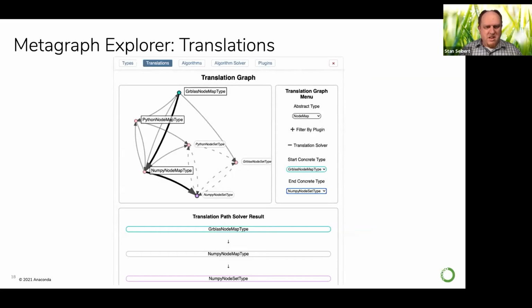Similarly, there's a tab in there that lets you see, if I pick 2 types and I want to translate between them, what are all the translators available, and what route would the system actually pick to get from, say, a GraphBLAS node map down to a NumPy node set or something like that. And so this again is a really handy debugging tool for us to graphically see what the translator is going to do when I give it this input and this goal.